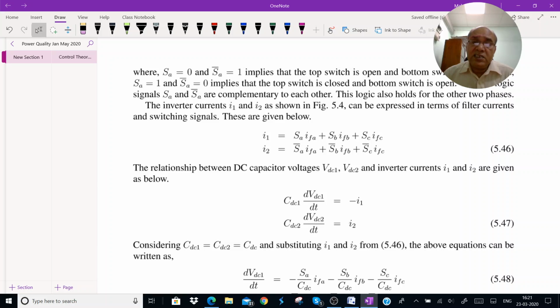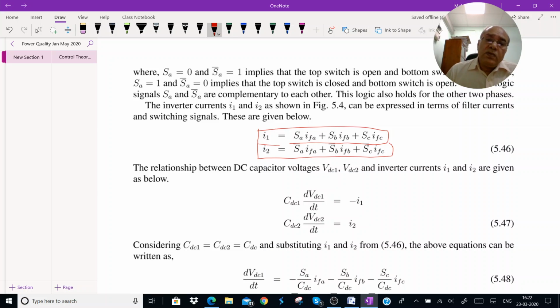Okay. Since top switches form the states SA, SB, SC, therefore I1 equals SA into IFA plus SB into IFB plus SC into IFC. That is the first equation here, this one. And the second one is I2 equals SA bar IFA plus SB bar IFB plus SC bar IFC.